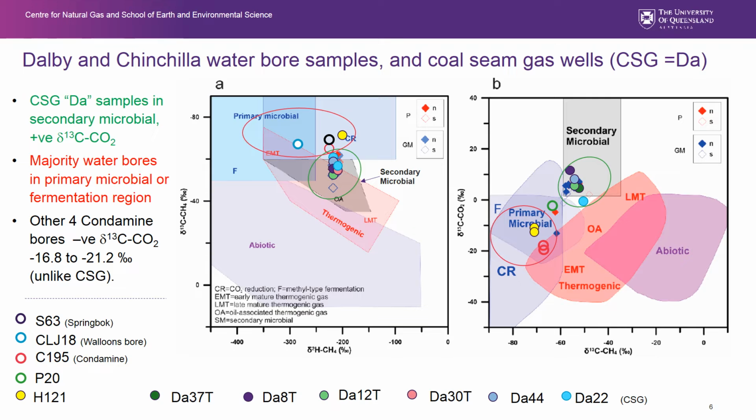For example, there were 4 other Condamine bores where we got negative 13C of CO2 values, unlike the coal seam gas values, which are generally positive. So that also indicates a good separation and in situ production.